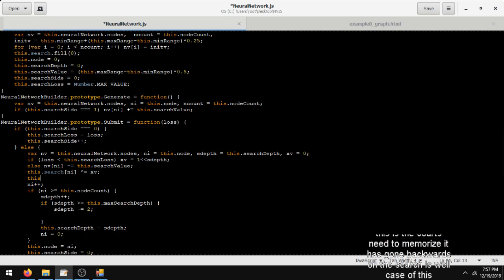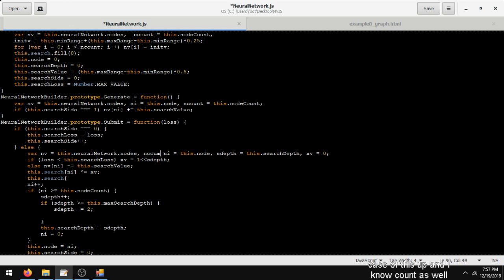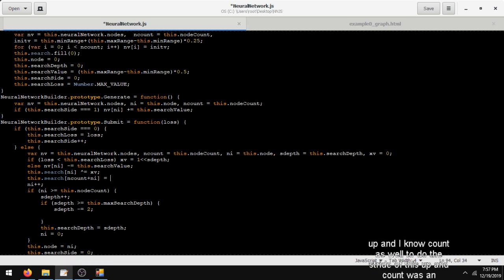Okay, so this, and I make the node count as well to do the stride of this. So n count plus ni is going to be the node. Wait. Oh man, do I only need one of these? Wait, I might actually only need one of this. I might not need to do this for each node. Let me think about this.